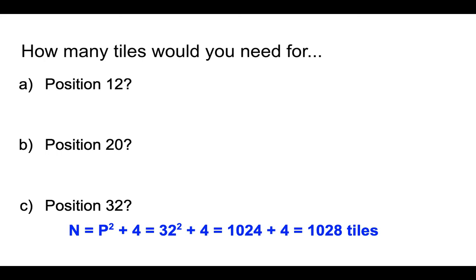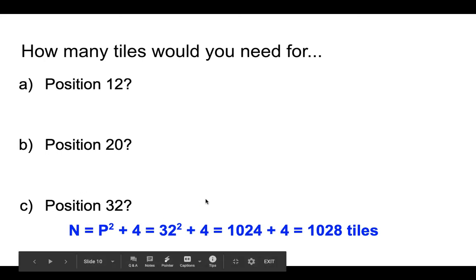This is kind of an application problem. So how many tiles would you need for position 12, 20, and 32? And I forgot to do this one, so we'll do this one first. So remember, your position number just goes in for our P in our equation. So for position 32, it's going to be 32 squared plus 4. And if you put 32 times 32 into your calculator, you get 1024 and then plus 4. And so you get 1028 tiles are needed for position 32.